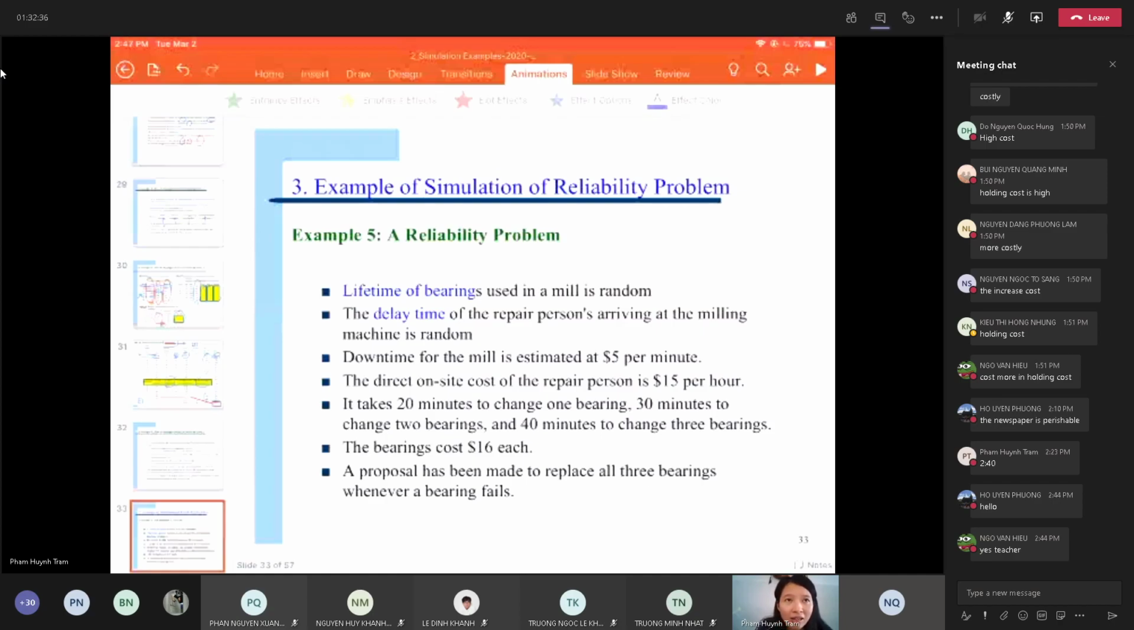Sometimes, because you have to arrange people, you have to make a call for the service, it takes longer than you expect. So you have to consider that random factor as well. So simulation is actually a good tool to simulate the reliability problem because it can deal with that randomness.